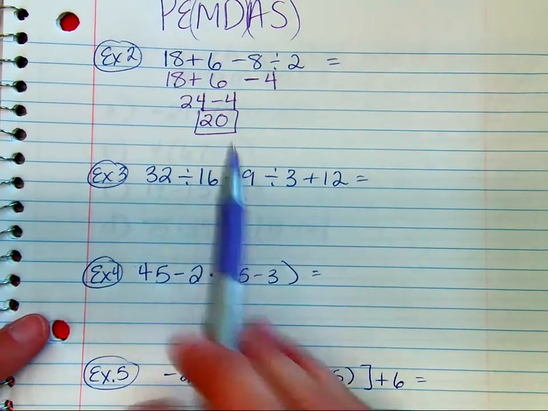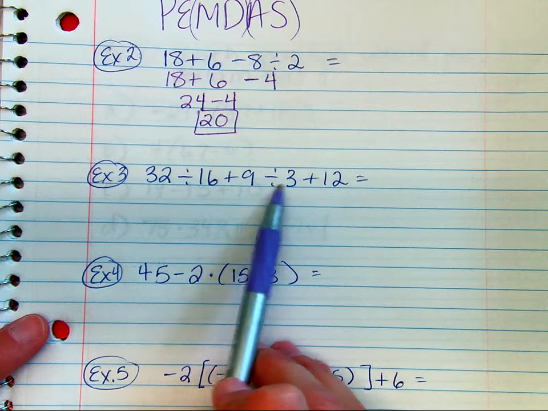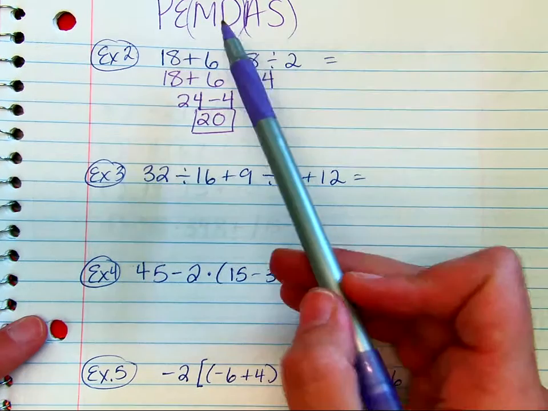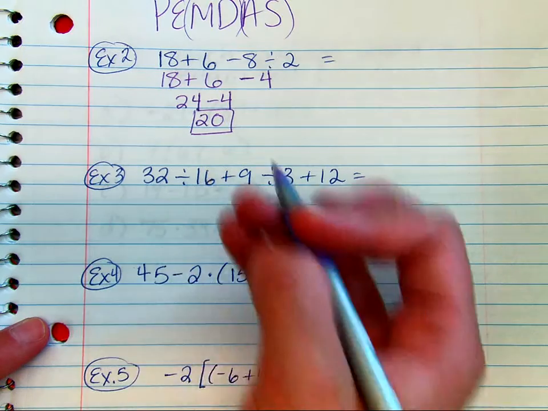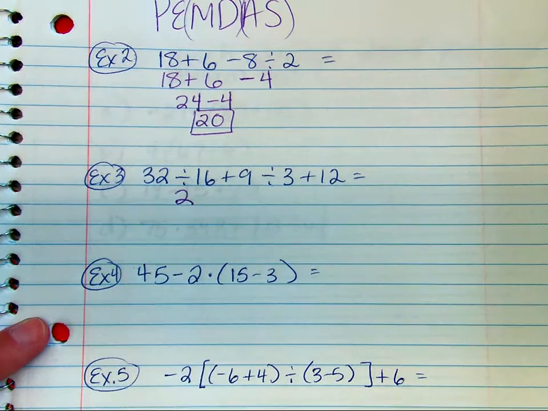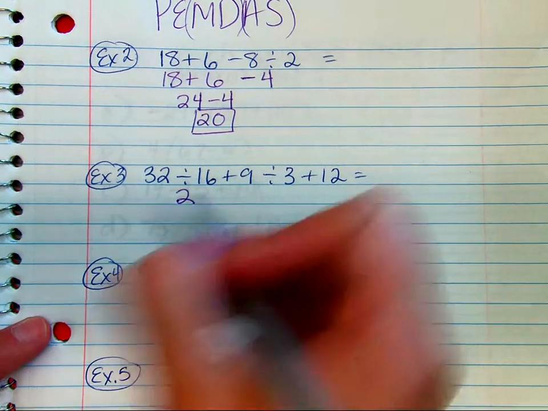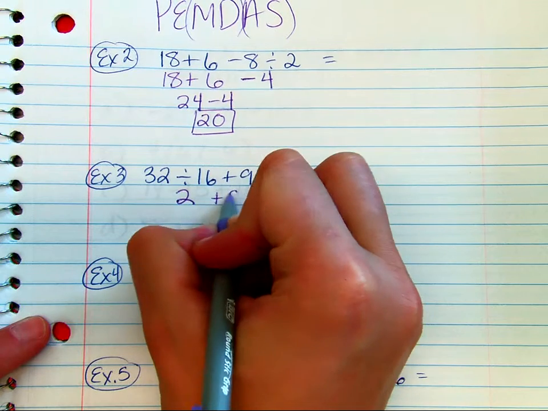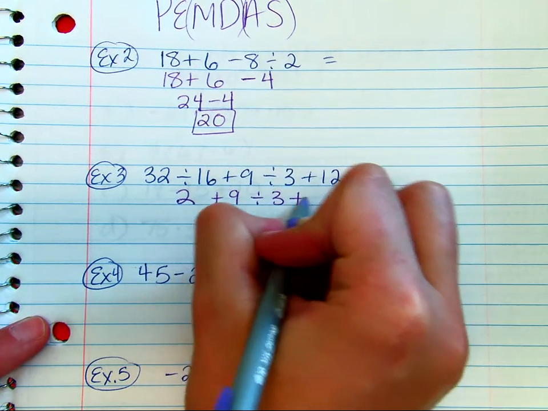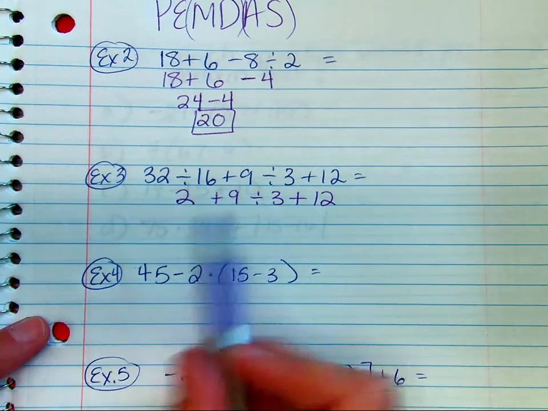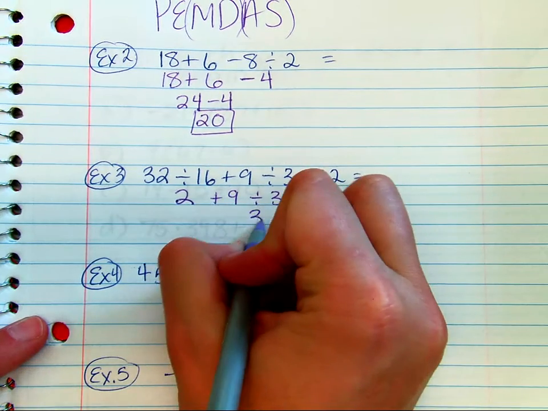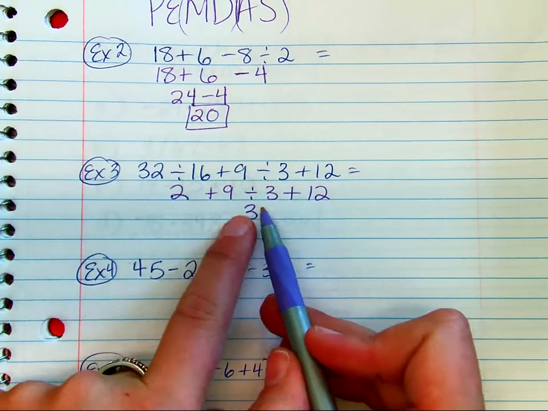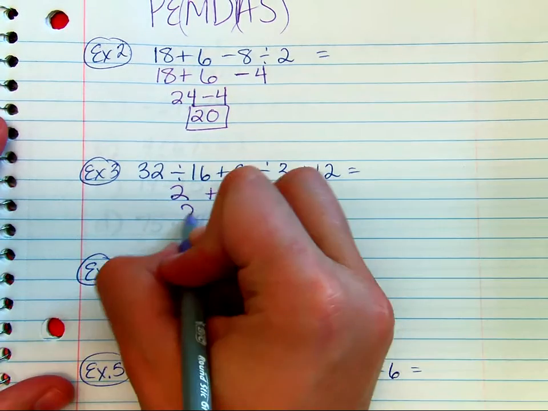Next one, I've got division, addition, some more division, some more addition. Okay, so division comes before addition always. So I'm going to start with this 32 divided by 16. 16 goes into 32 2 times. And I'll bring everything else down that I haven't used yet. Okay, I've got more division here, so I'll do the 9 divided by 3 next. That leaves me with 3. I've already used the 9 and the 3, so bring down everything else.